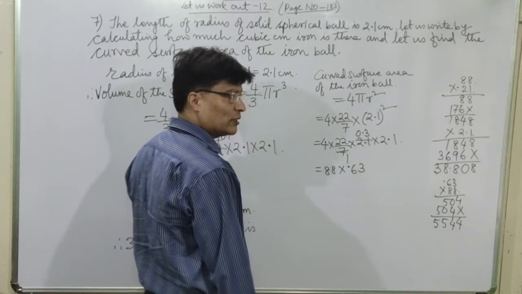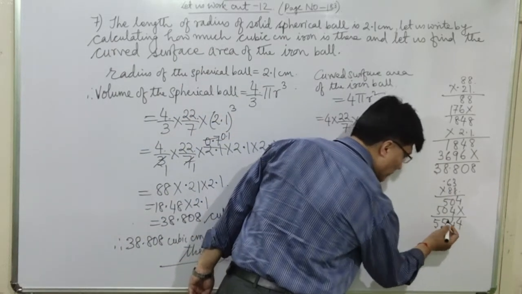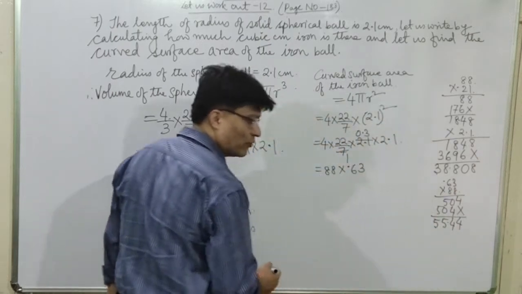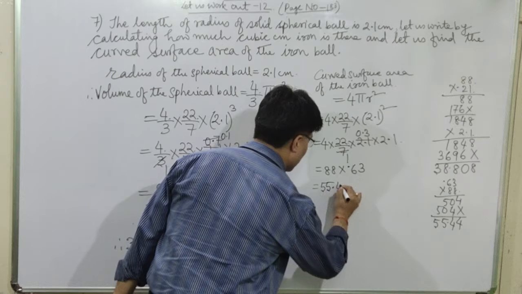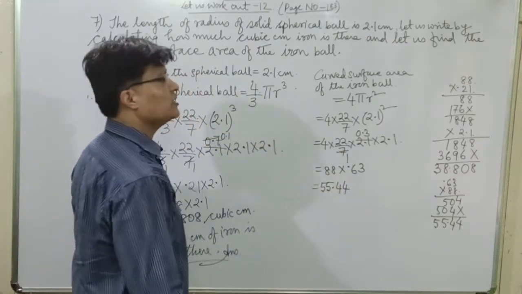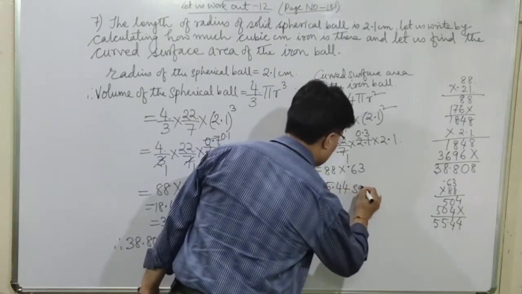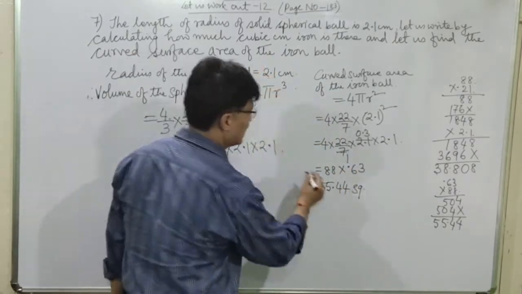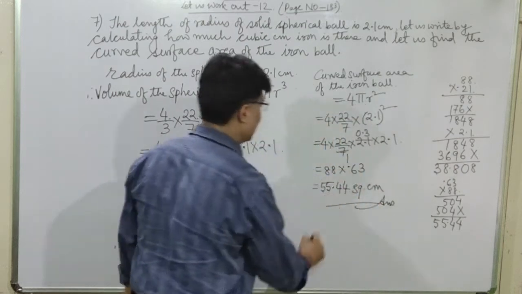So where will you write down the decimal point? After the decimal point there are two figures, so you have to write the decimal point before two figures from the end. That is 55.44. So which is equal to 55.44. What is the unit? Since this is the area, you have to write square what? Centimeter. So this is the answer for the second part.